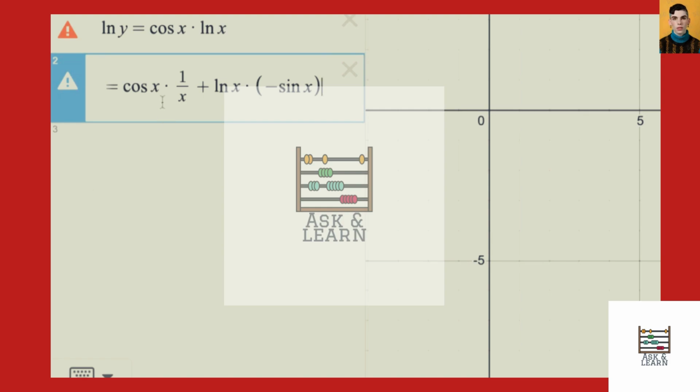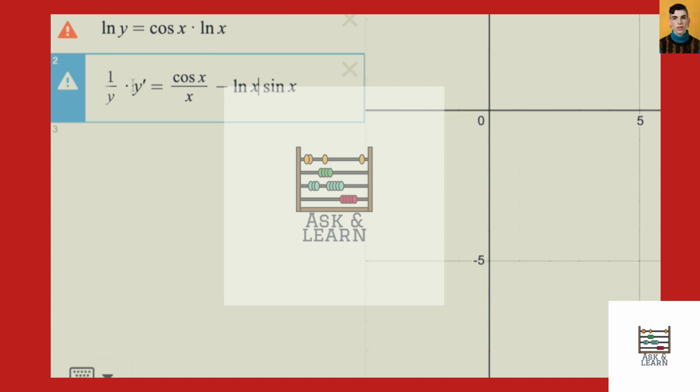So when we combine these right here, we'll get the cosine of x over x. So let's be cosine x over x. And then we can get rid of all this. And then what we'll have is the negative sine x times the natural log of x. So this will be a negative natural log of x times sine x.